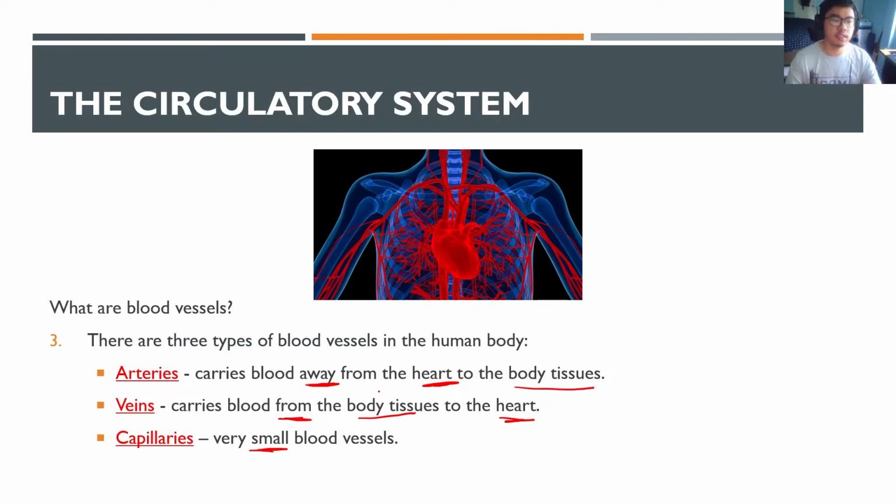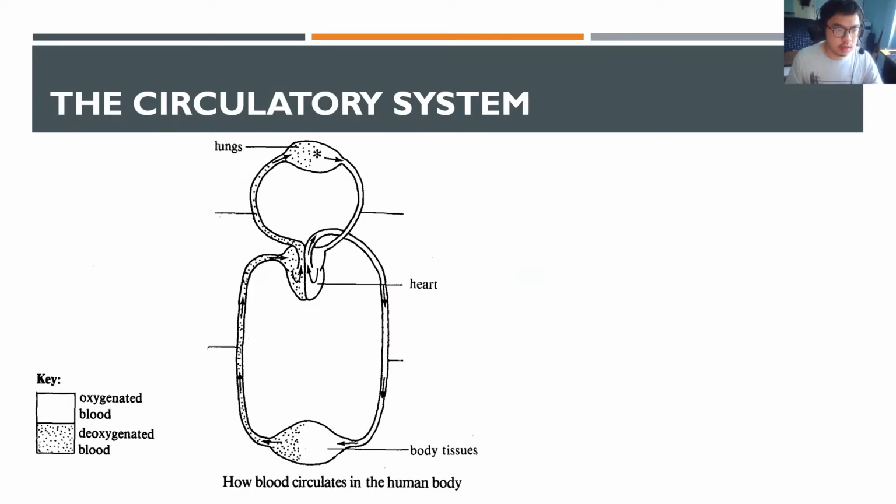So arteries are blood vessels that carry blood from the heart to the body tissues. And then the veins carry blood from the body tissues to the heart, so in the opposite direction. So this is what it simply looks like. You have your heart here, and then this will be your lungs, and this will be your body tissue. This is just a simplified diagram of what's going on inside.